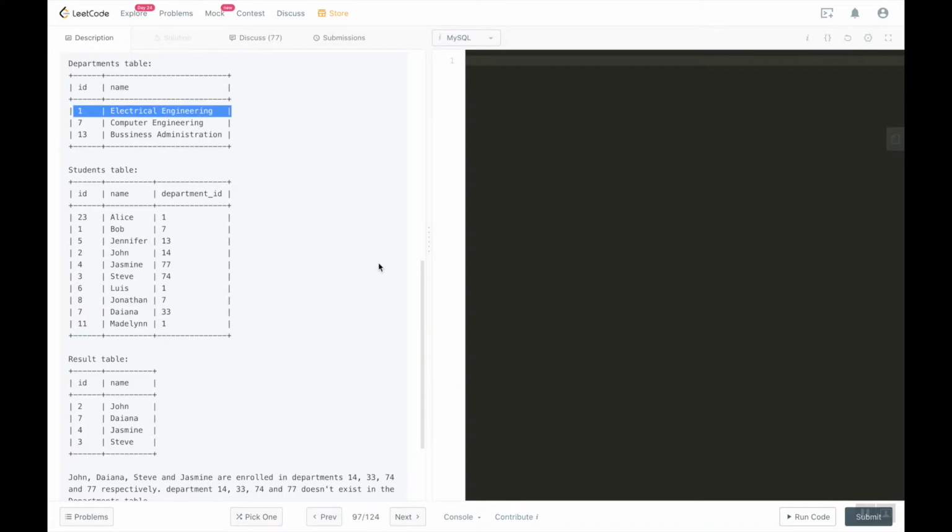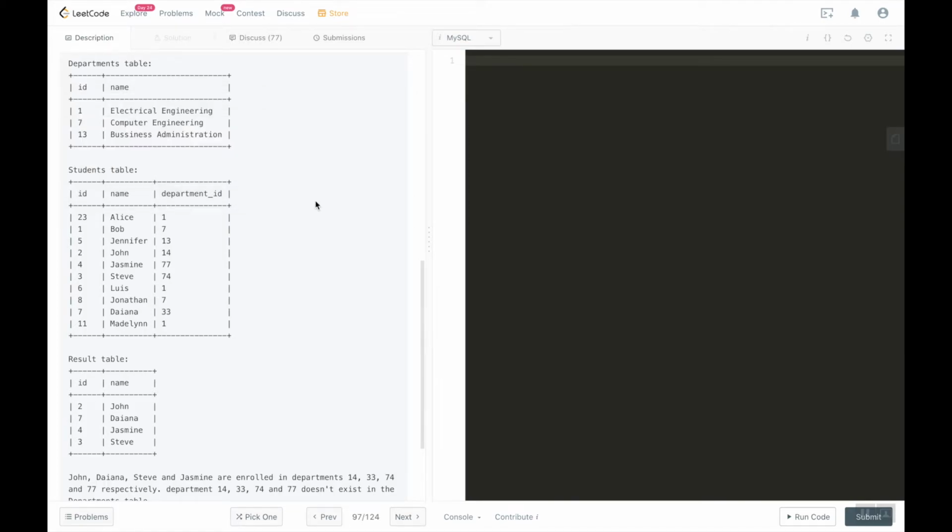Now, let's see the students table. It has ID, name and department ID. Quite explanatory. Note, here the ID is the student ID, just keep this in mind. So to make it clear, we have department ID from the students table, matching with the departments table ID column.